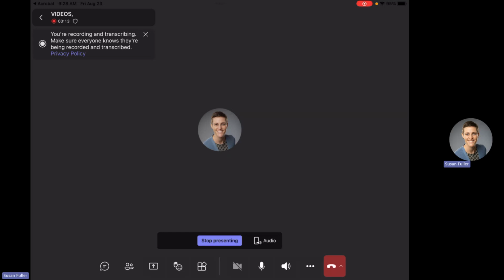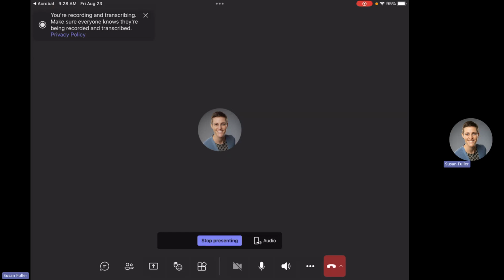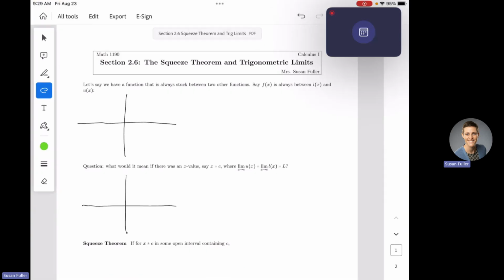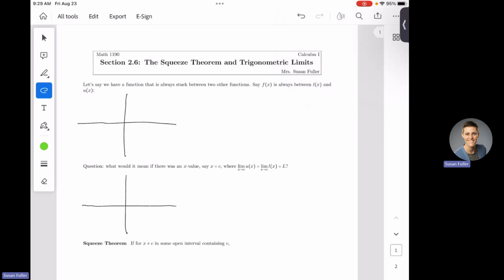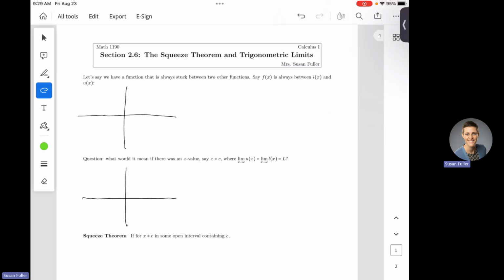Section 2.6 is all about the squeeze theorem and trigonometric limits. I want to spend our class time on the trigonometric limits because those are the things you're going to be tested on, and I'm going to need you to start wrestling with them. There's only one squeeze theorem problem in your homework. So this is going to be a quick video to help you with that problem, and give you an idea of what the squeeze theorem says in case you see it in some of your other classes. Okay, so the squeeze theorem.